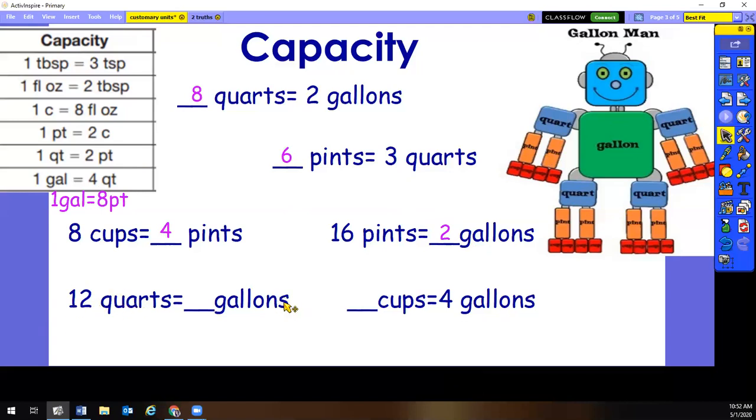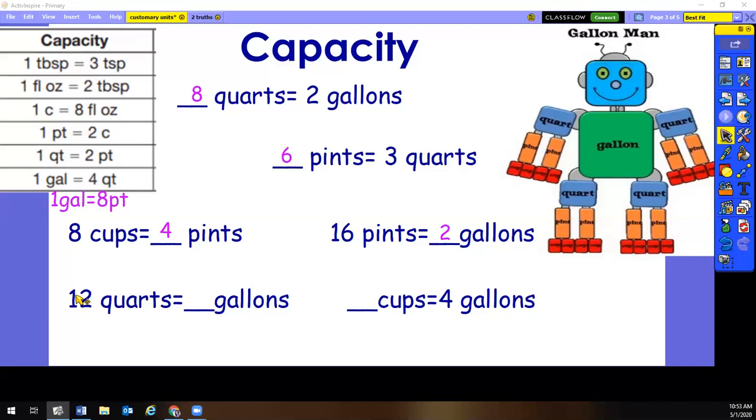12 quarts is how many gallons? So you're going from small quarts up to big gallons. So small quarts up to big gallons, you have to divide. So try this problem on your own, pause the video, try it on your own, and then come back and we'll check our answer together.